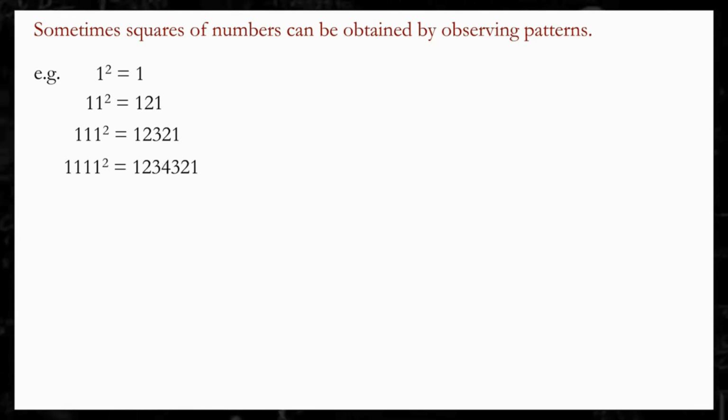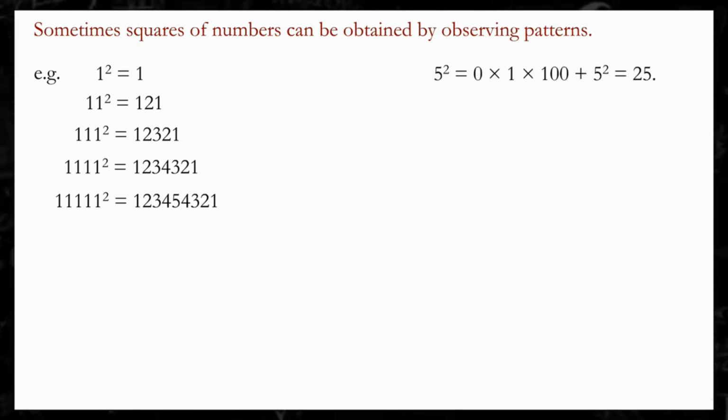1,111 square is equal to 12,34,321. 11,111 square is equal to 12 crores 34 lakhs 54,321. 5 square is equal to 0 into 1 into 100 plus 5 square, which is equal to 25.